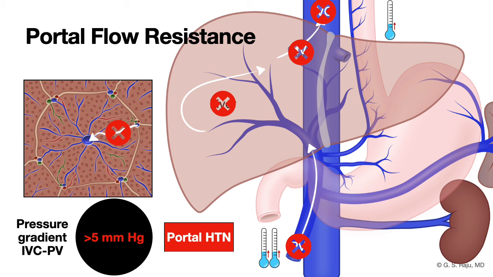So we looked at the normal flow. We looked at problems that can increase the resistance. And when the resistance increases, the gradient increases above 5 millimeters of mercury. And that's the cutoff to diagnose portal hypertension. And we learn a lot about why these areas of resistance develop.